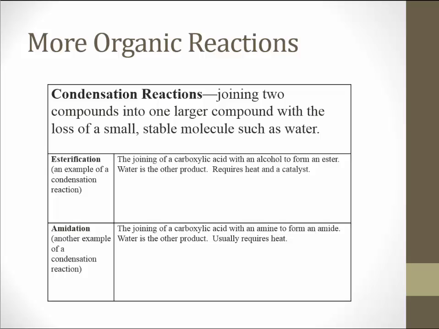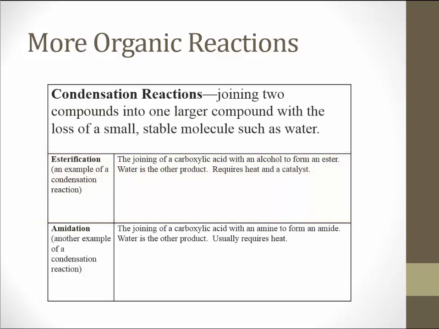Two reactions that you actually did in the lab were esterification and amidation, or amidization. Esterification is an example of a condensation reaction, and so is the formation of an amide. Esterification involves the joining of a carboxylic acid with an alcohol to form an ester. Water is the other product. Esterification requires heat and a catalyst and is also easily reversed.